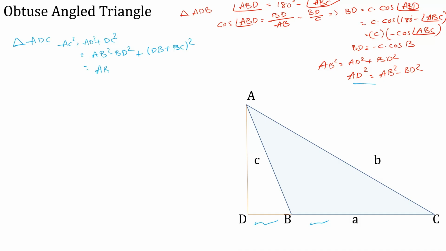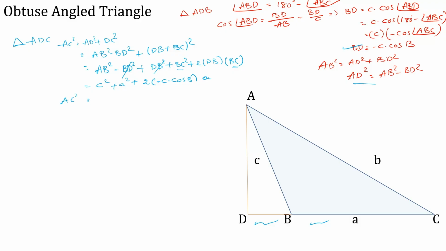Just expand this. We'll expand this with A plus B whole square formula, that is DB square plus BC square plus 2 DB into BC. Now this BD square and BD square can be cancelled out. AB can be written as small c and BC can be written as small a. And then we have 2 into DB. DB here, we have the value of DB, which is minus C cos B. We'll substitute that value, that is minus C into cos B. And again, this BC can be written as small a.